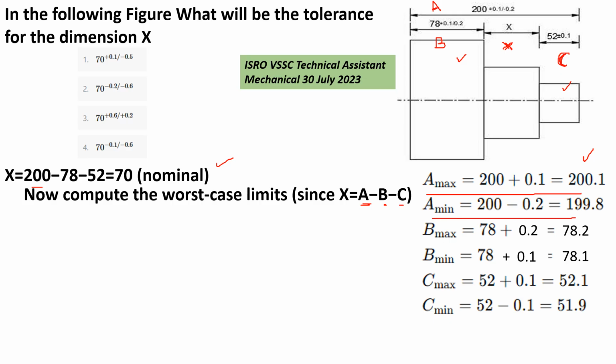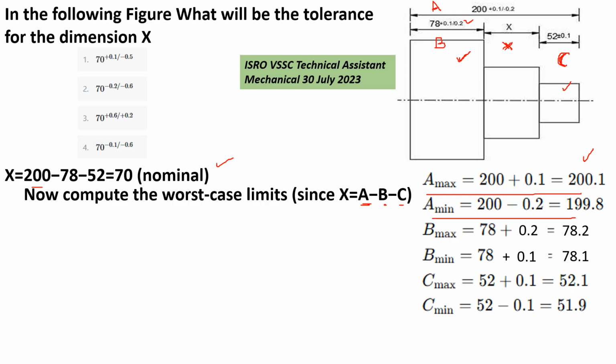Similarly for the second part, it is given the limits are plus 0.1 plus 0.2. So maximum will become 78 plus 0.2. So B max equal to 78.2. Minimum is 78 plus 0.1. B minimum will become 78.1.